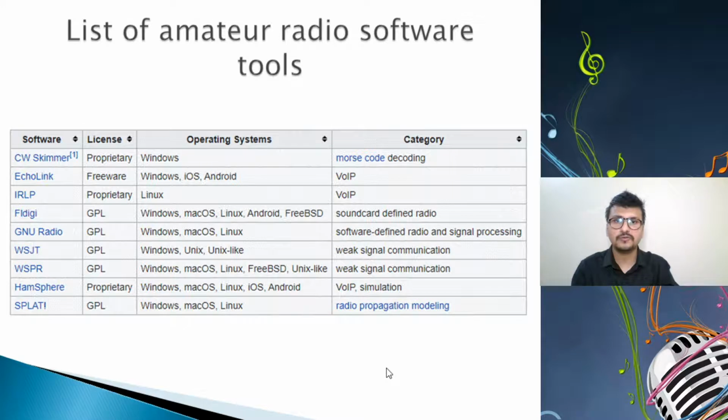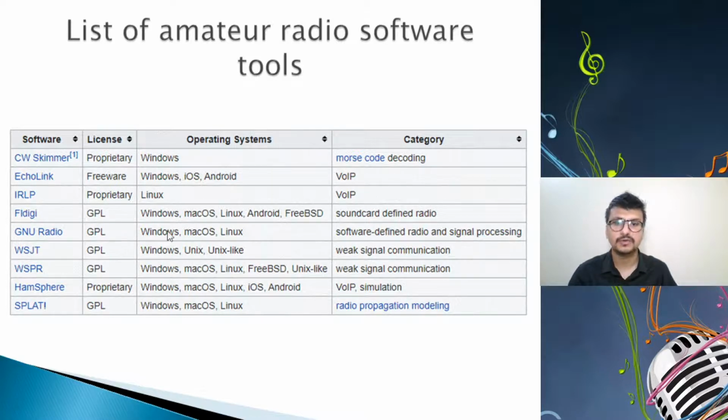Here is a list of amateur radio software tools that we use. You can see the software CW Skimmer, license proprietary, operating system Windows, category Morse code decoding. Second is EchoLink, freeware, Windows, iOS, and it works on Android also. Category is VoIP. Next is IRLP, license proprietary, and OS is Linux.